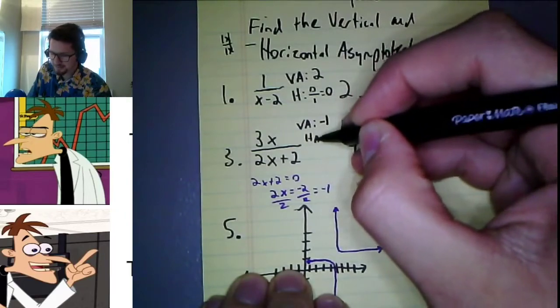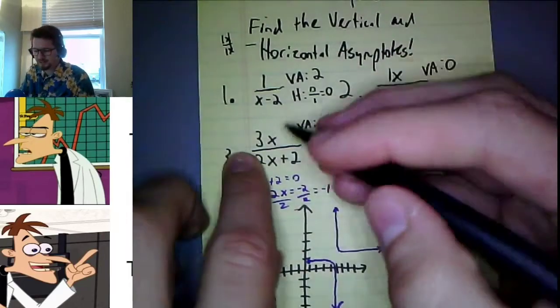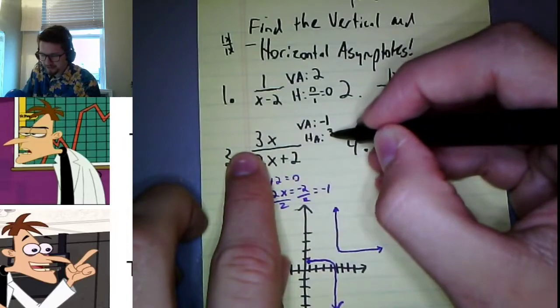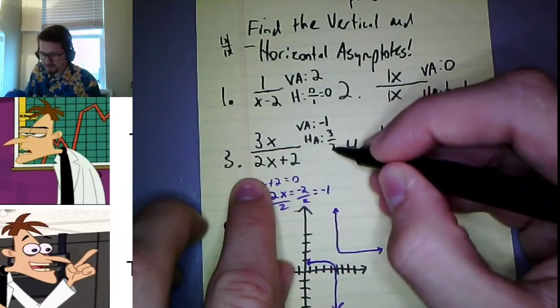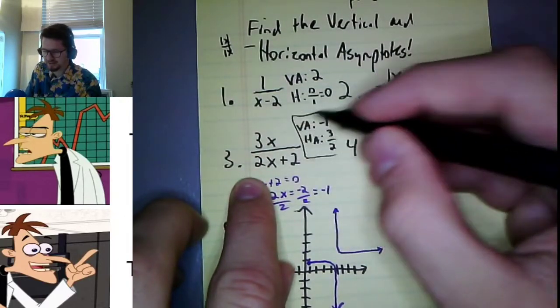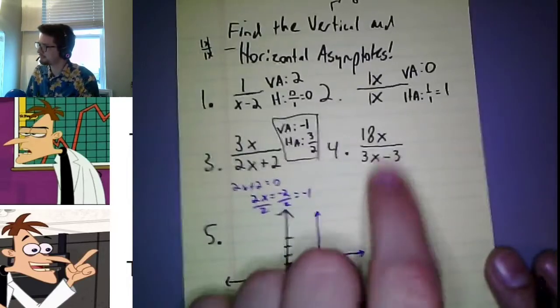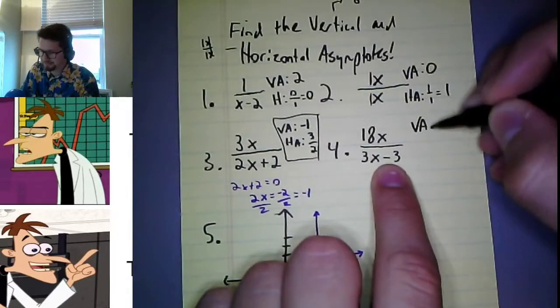So my vertical asymptote is negative 1. My horizontal asymptote would be written as, what's my coefficient of x up here? 3. What's the coefficient of x down here? 2. Well, that works for me. 3 over 2.